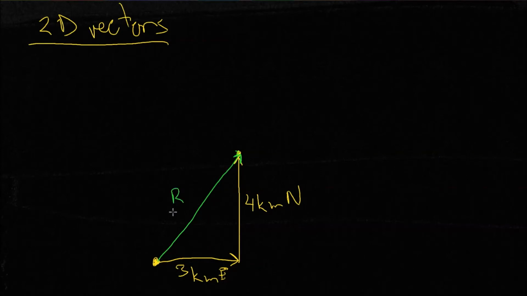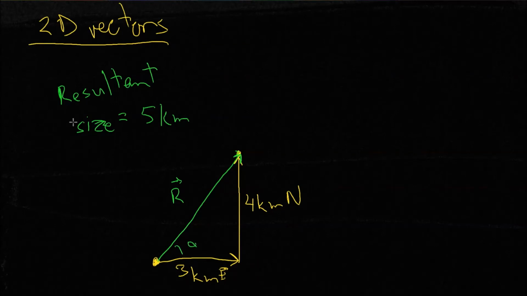By the way, we call this the result vector, or the resultant. That's a word you need to know, the resultant vector. When you measure the resultant vector with your ruler, you find out that the size is 5 kilometers, and the angle is about 53.1 degrees. And when we define this angle, we always define it with respect to the x direction, the x-axis.